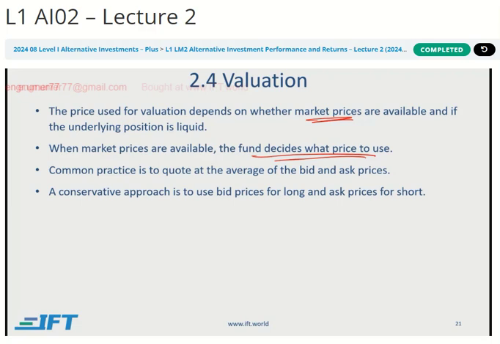But before I talk about real estate and other things which require more sophisticated valuation methodologies, I just want to talk about these market prices, that is, whether you should take the bid or the ask. Now, a common practice is to take the average, but a more conservative approach is to take the ask for the short and bid for the long. Now, what does that mean?